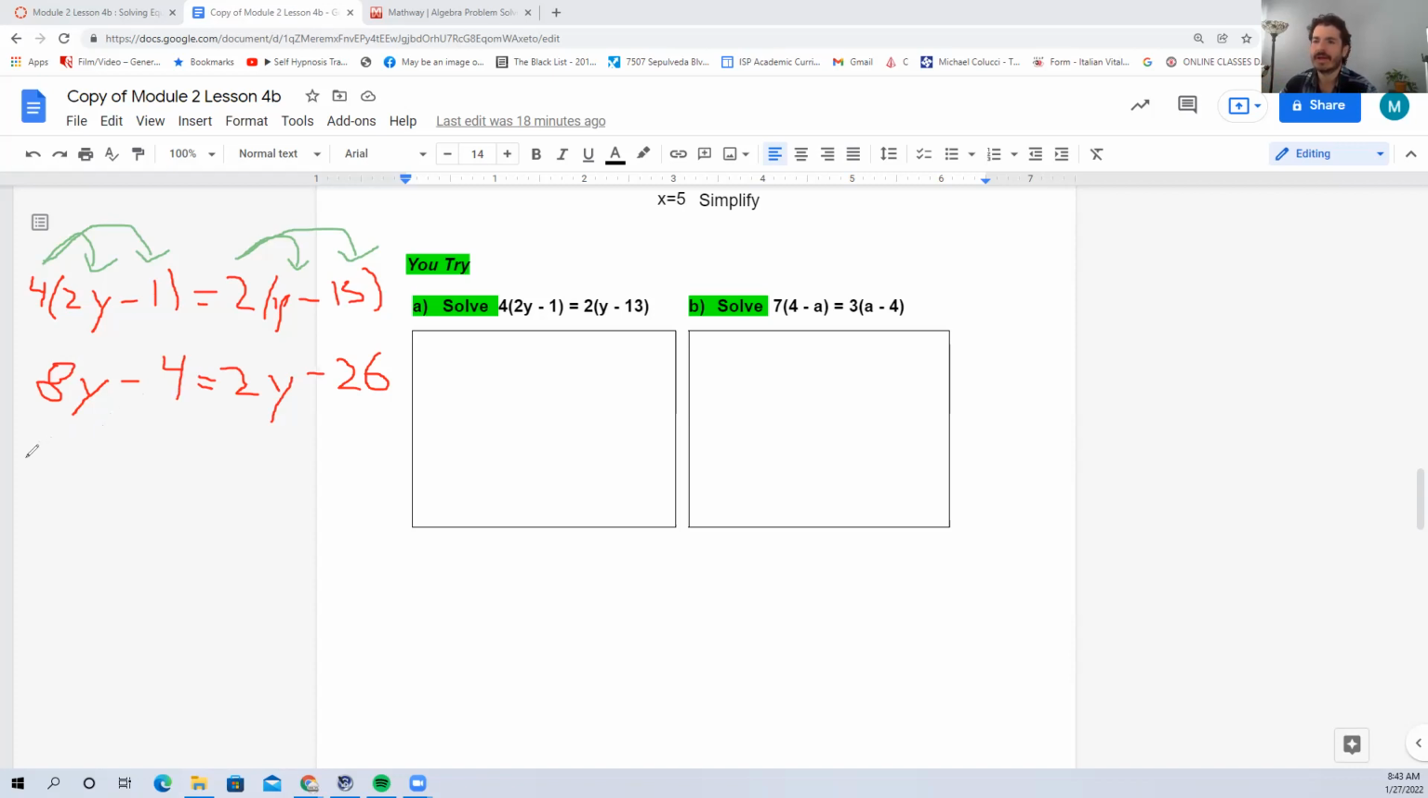I'll point out to you why when we get there. So I'm going to add a -2y to both sides. I'm adding the opposite. So there's my -2y over here.